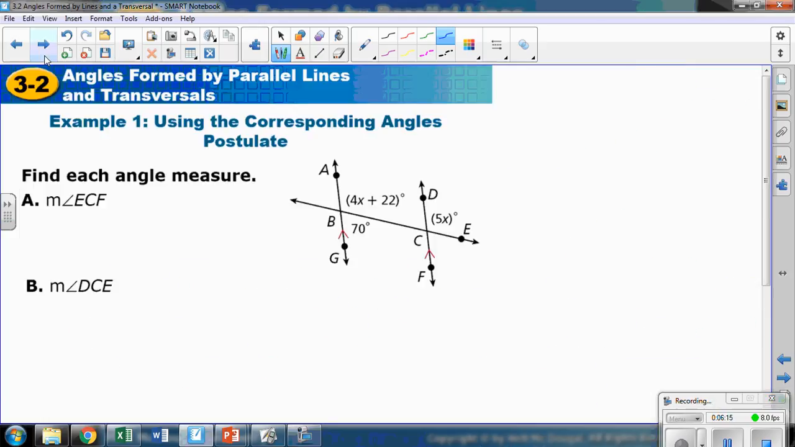So how could we use this then? How can we use the corresponding angles postulate to actually answer questions? All right, well, let's start here with problem A. The measure of angle ECF, E over to C over to F. How big is that angle?